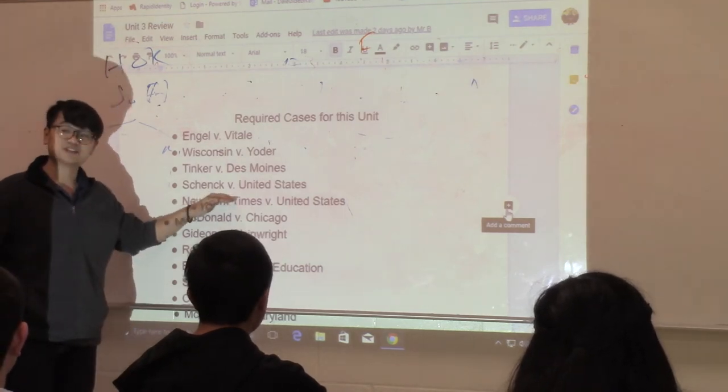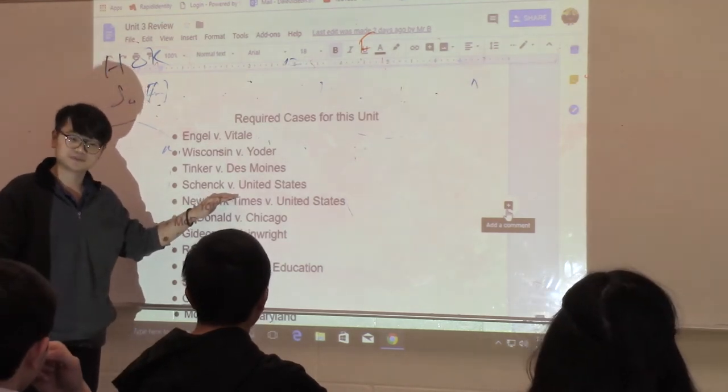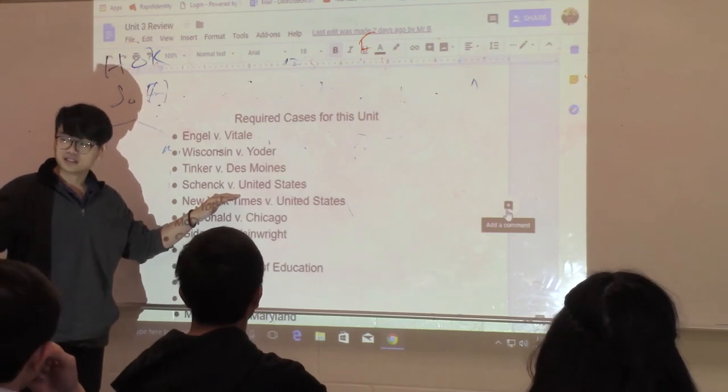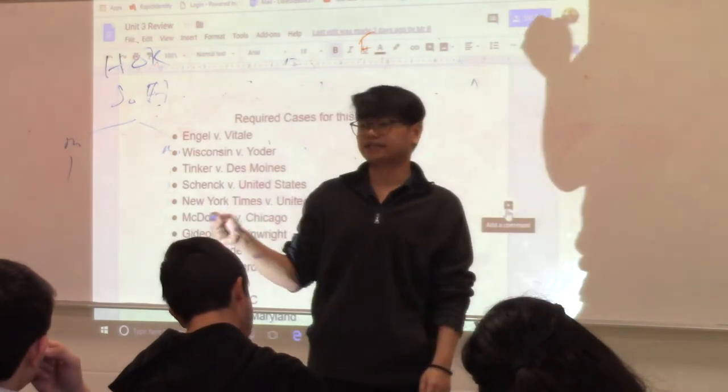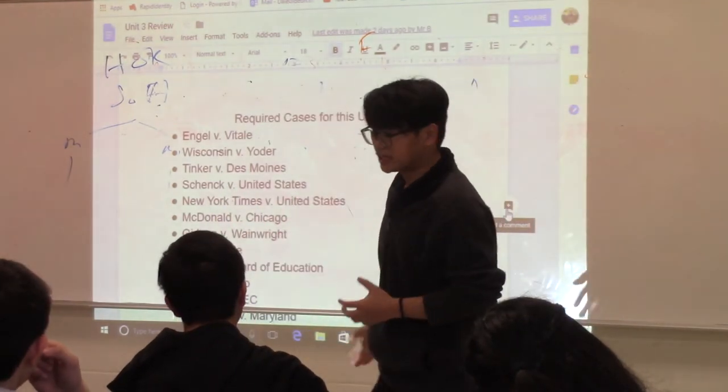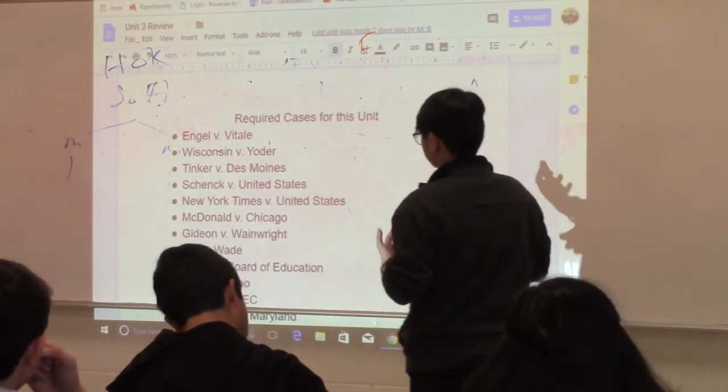Schenck versus United States. What is not protected by freedom of speech? Speech that presents a clear and present danger can be regulated, can be stopped by the government. They can make laws against that if it presents a clear and present danger.